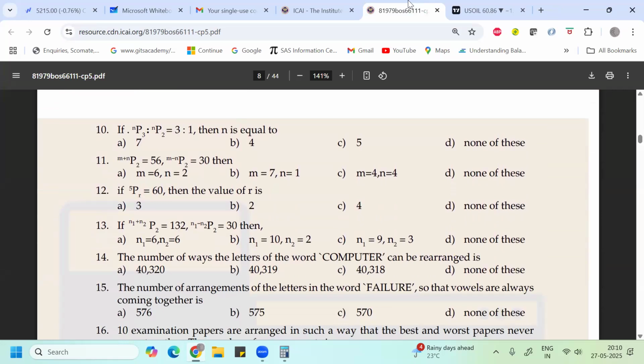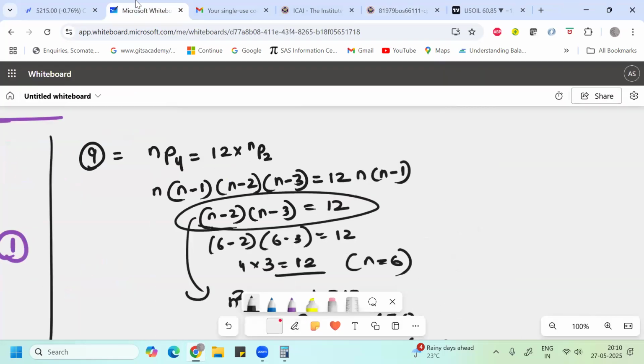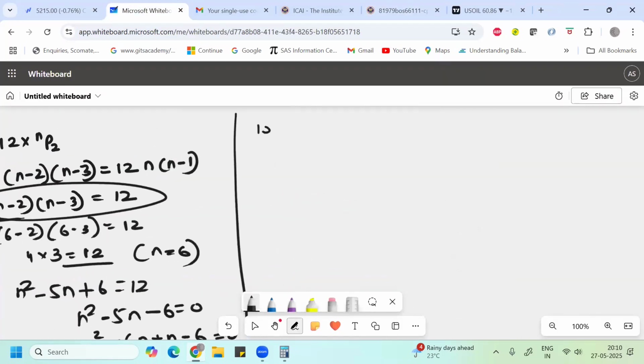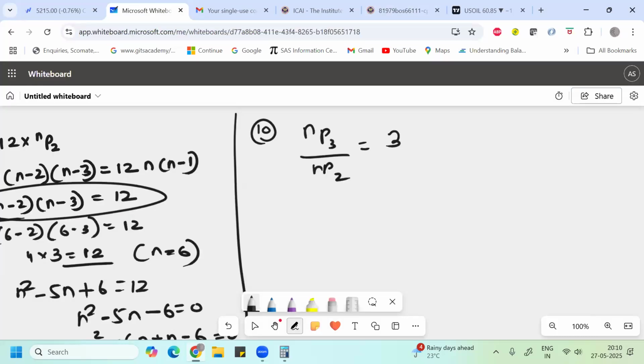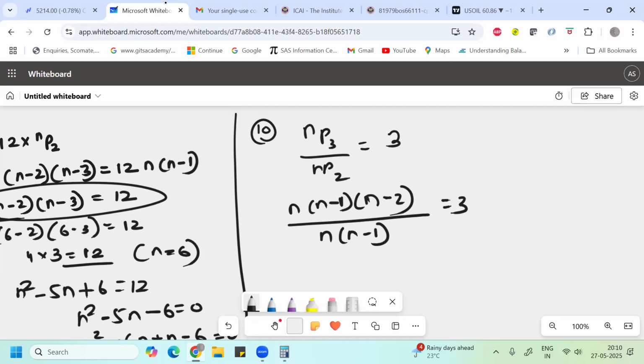Question number 10, you can use the options to get the answer. nP3 by nP2 is equal to 3. So you can solve this. nP3 means n into (n minus 1) into (n minus 2), and nP2 means n into (n minus 1), is equal to 3. So n is equal to 5.